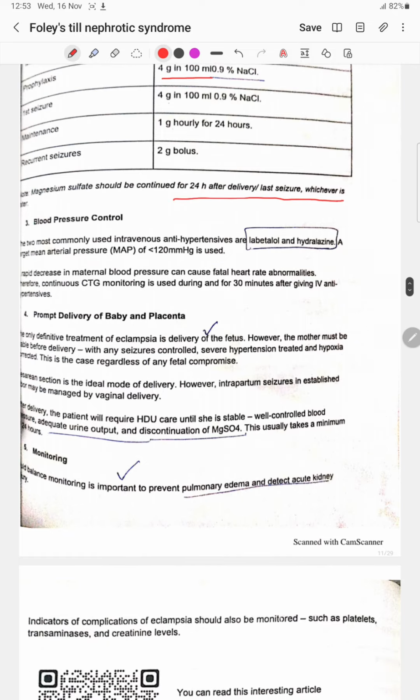The blood pressure control. The two most commonly used intravenous antihypertensives are labetalol and hydralazine. Target mean arterial blood pressure of less than 120 millimeters of mercury is used. A rapid decrease in maternal blood pressure can cause fetal heart rate abnormalities, and therefore continuous CTG monitoring is usually used during the first 30 minutes after giving the IV antihypertensive.